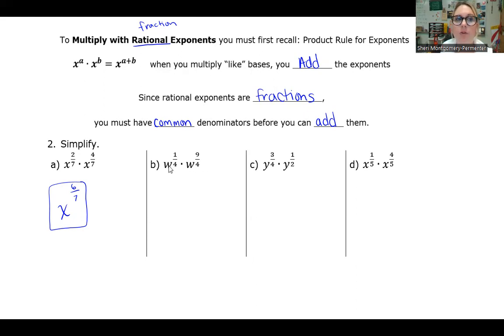For the next one, if I multiply the w's, I add the exponents. Do they have a like denominator? Yeah, so it's easy. So I get 9 plus 1 is 10. If you can reduce, you will. Does 10 over 4 reduce? Yeah, they're both divisible by 2. So 10 over 4 reduces to what? 5 over 2.